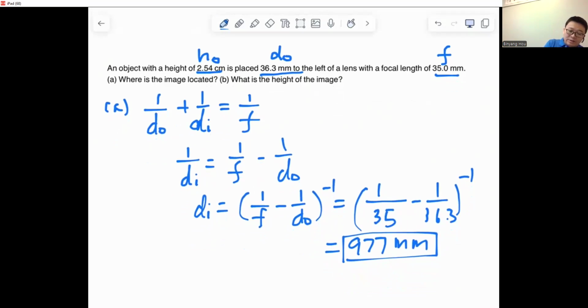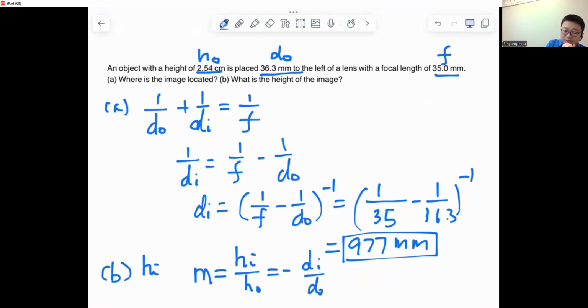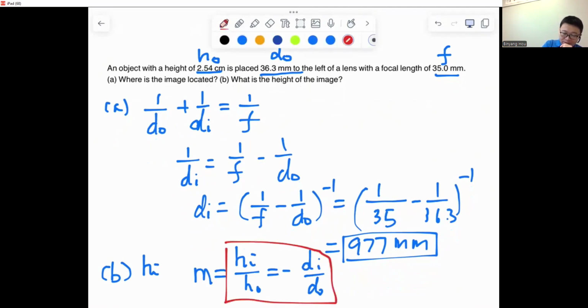So part B is asking what's the height of the image. So you're looking for HI, okay. Now, the second equation for the magnification, that's HI over HO, and it can also be written as minus DI over DO, okay. So we can focus on the second part here because we now have DI and DO, so then we can calculate the right-hand side of this part here, and then HO is given, so we can figure out HI, okay, with that.